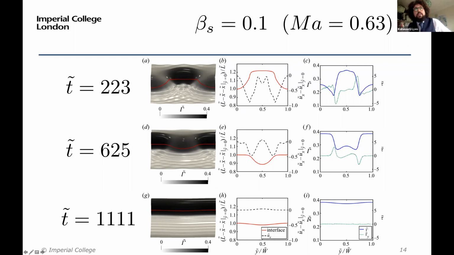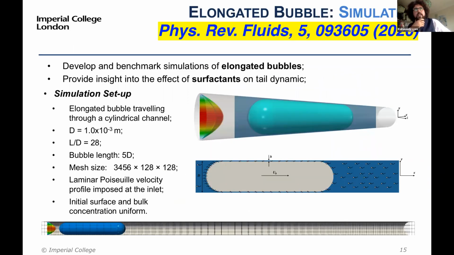So I'm going to show you now another example in a similar way. We can also apply surfactant in the context of an elongated bubble. This is another work also done by Hassan, and there is a paper that has just been published a month ago in Physical Review Fluids. And this is the configuration.